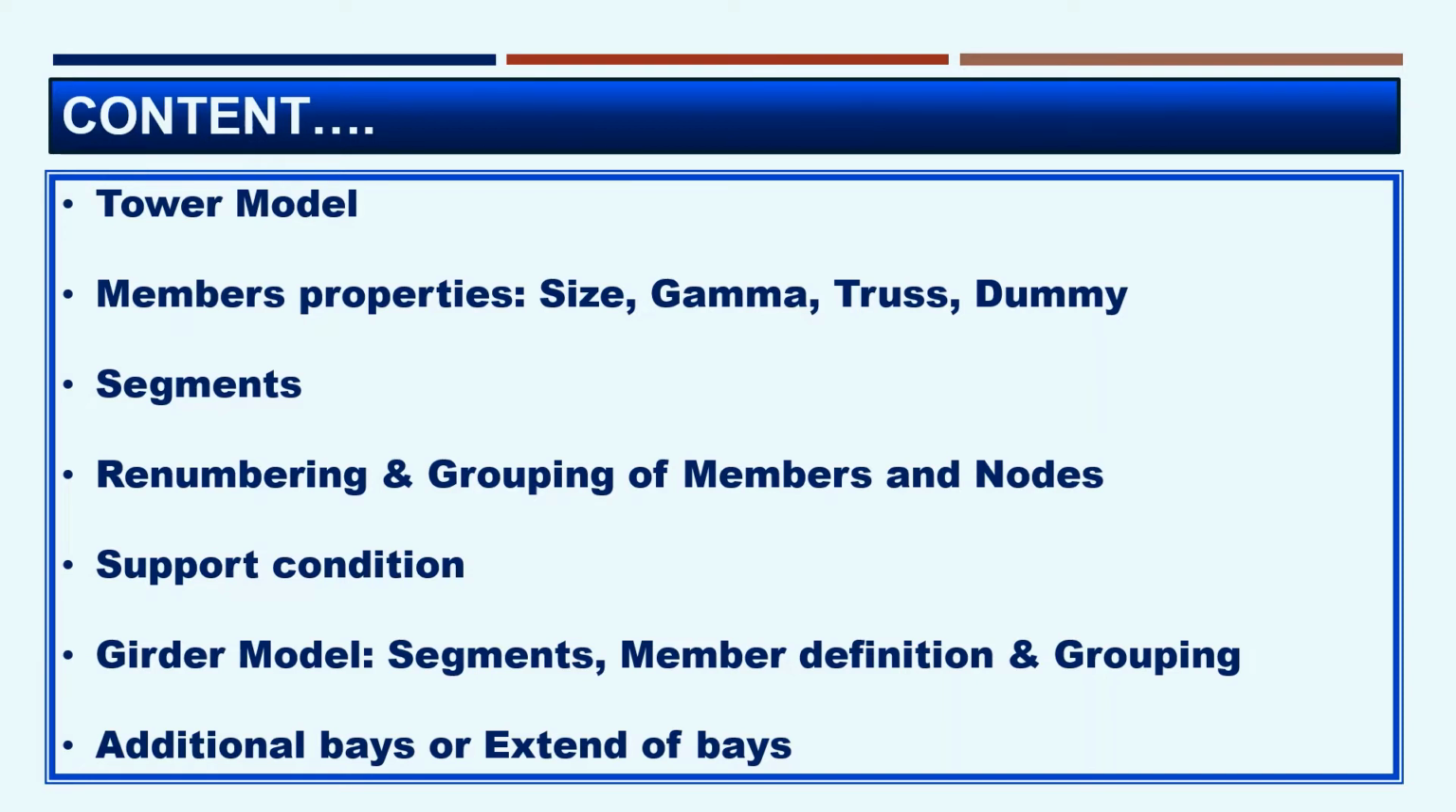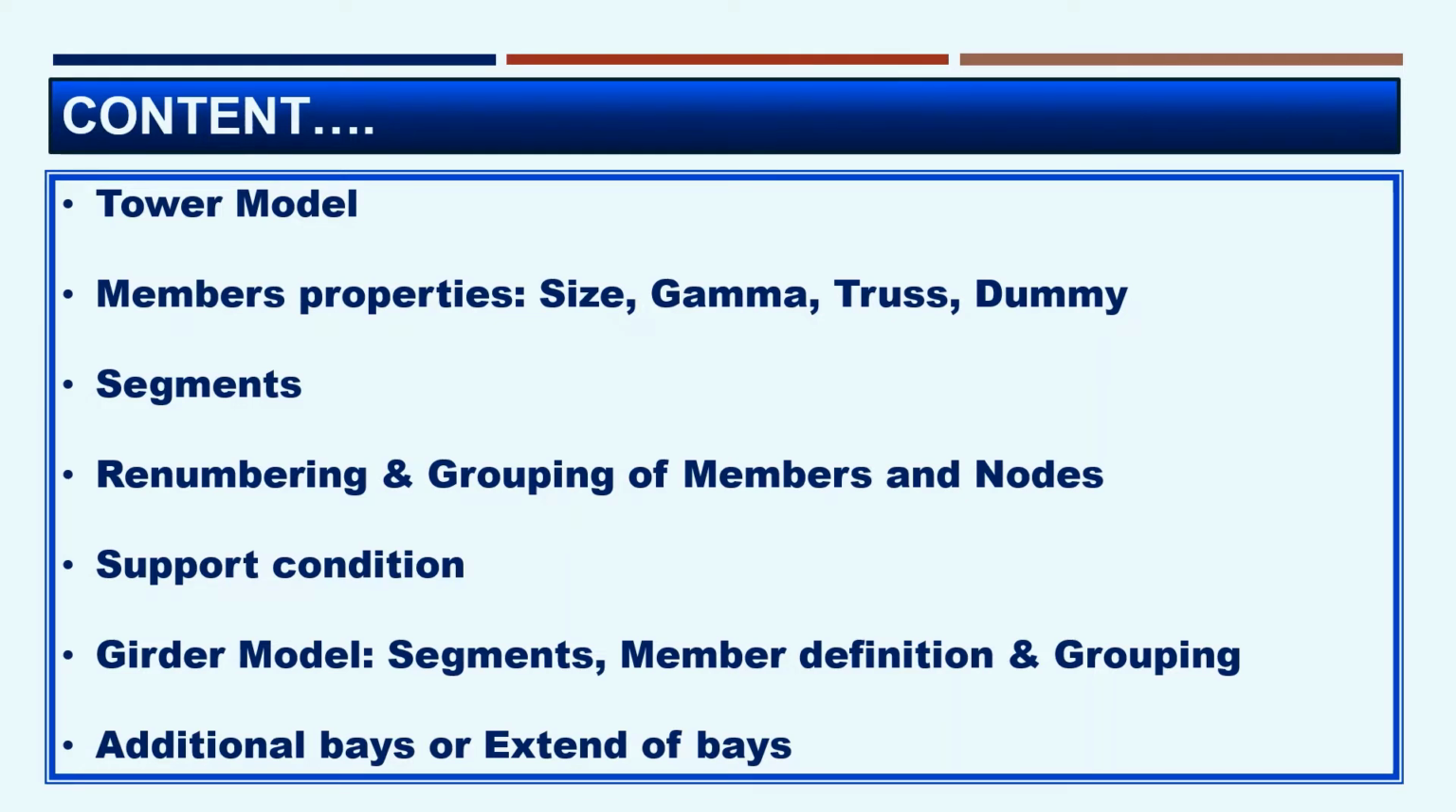Support conditions, that is the boundary condition of any structure, are very important to analyze the reactions due to applied loads, so we are going to see that in this STAAD model. And finally the girder model. Once we have developed the tower model, we are going to develop the girder model using the same methods which we used earlier for tower models, like segments, member definitions and grouping. So these parameters we are going to consider. Even the truss also we are going to include in that girder model.